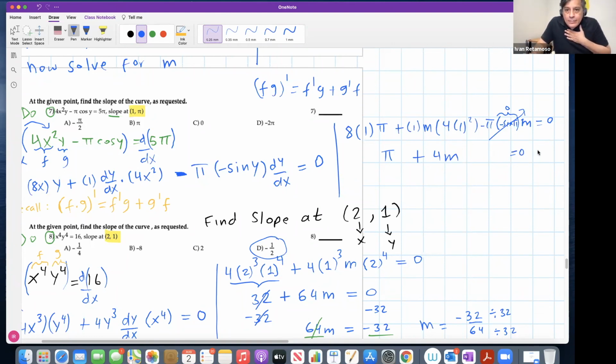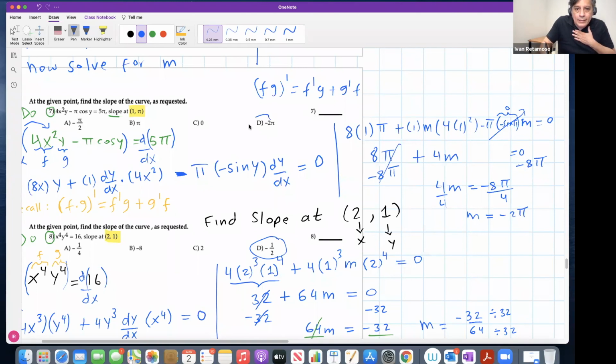Okay, so don't forget the 8 here. Now minus 8 pi here, minus 8 pi here. 4m equal minus 8 pi. Dividing both sides by 4. There you have your answer. m equal minus 2 pi. m equal minus 2 pi is here, right?